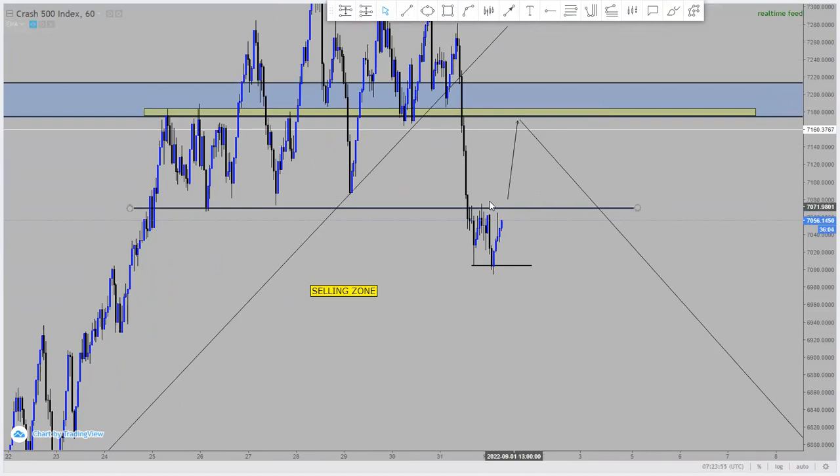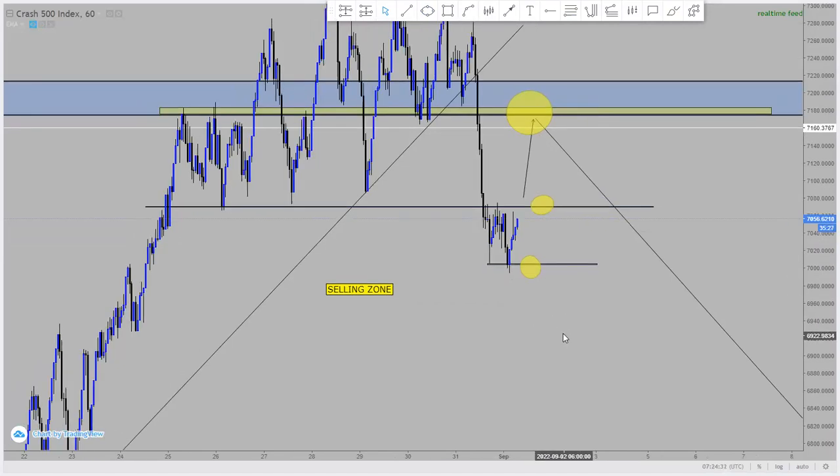Either here upon the rejection, if it fails there, we are looking at that next zone. If it fails here. So those are like my three zones. I'll be so happy if it goes here. You take first sales there, second sales upon this break, third sales upon this break. So you'll most probably have three entry points there. That would be so interesting.